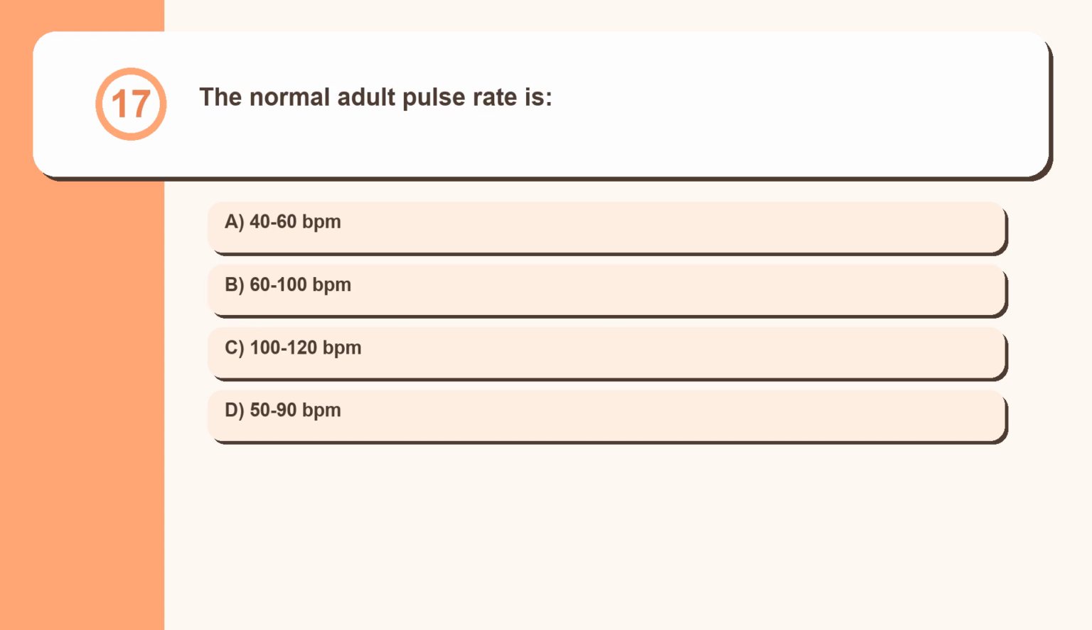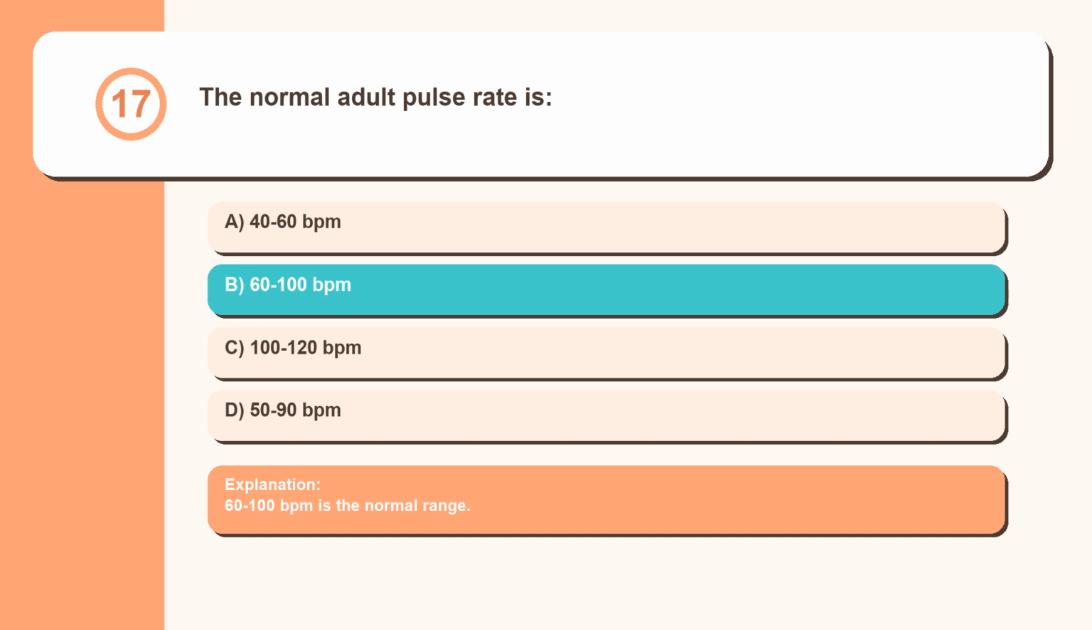Question 17. The normal adult pulse rate is 40 to 60 bpm, 60 to 100 bpm, 100 to 120 bpm, 50 to 90 bpm. 60 to 100 bpm is the normal range.